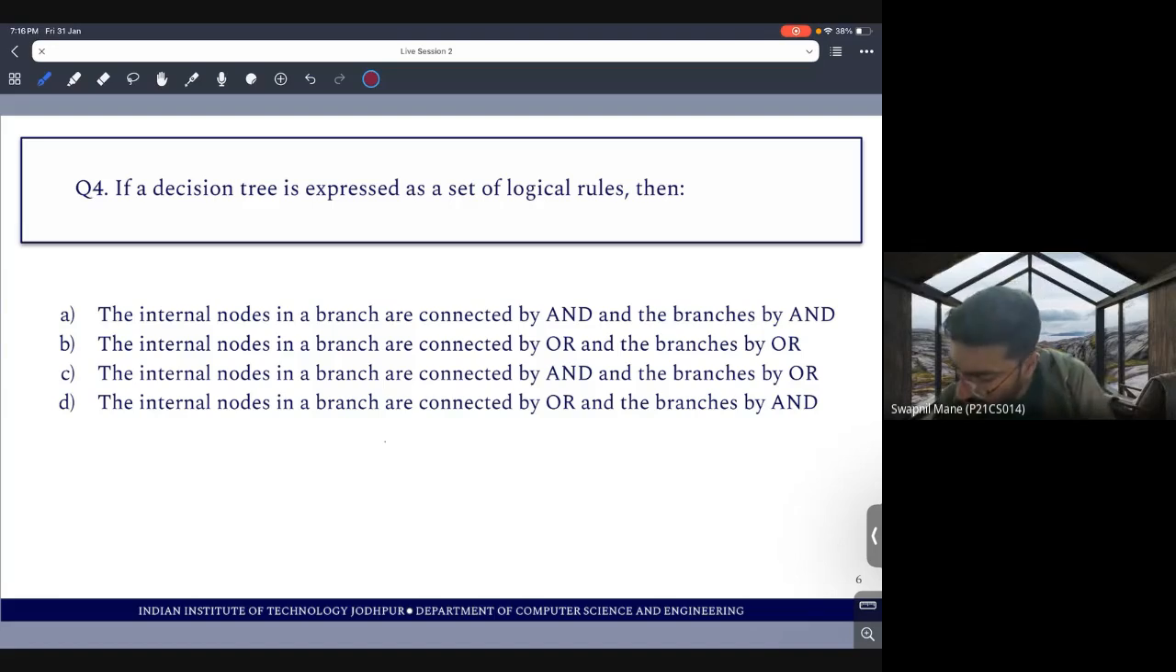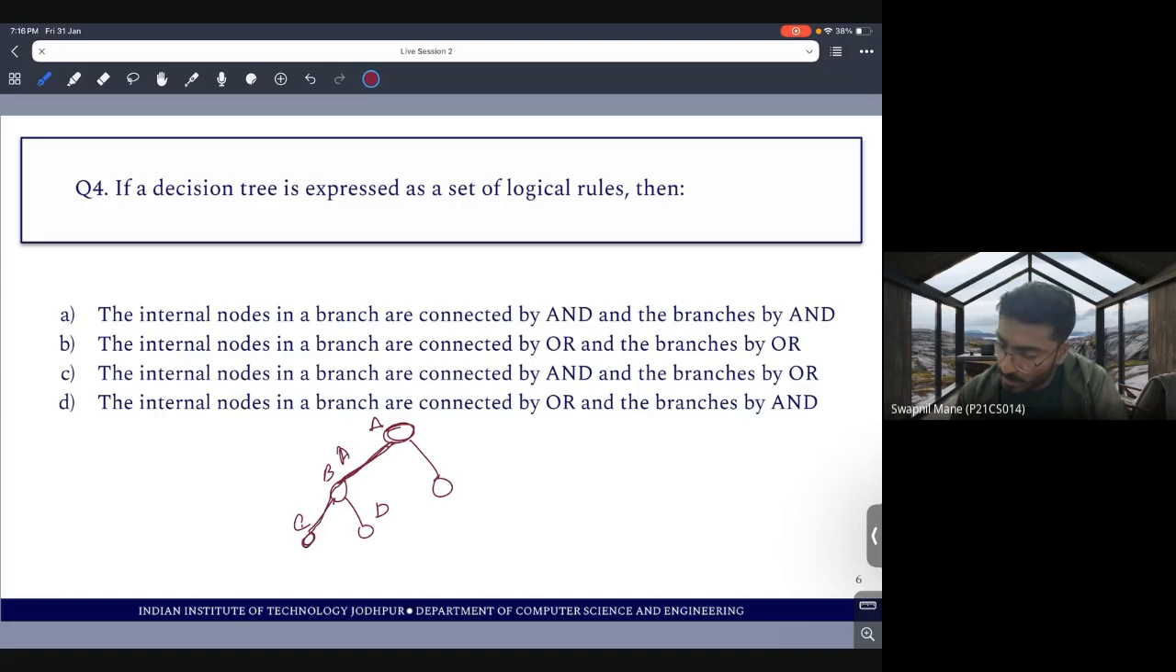So what exactly the meaning of this question is, these are the two branches, right? If it is considering this single branch, there is another node. This is node A, B, and there are two nodes C, D. So if you want to follow this path, then we have to do an AND operation between these two internal nodes. These are the internal nodes. And if you are following only this path along with this path, then there is an OR operation.